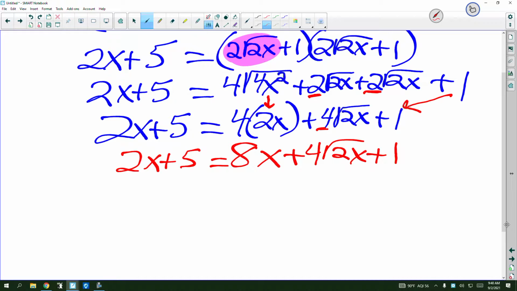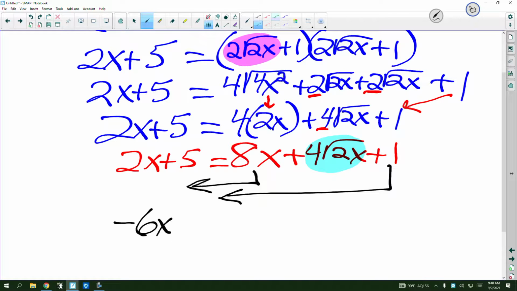Now I want to get away from this. We combine our like terms first. I want to move everything else away from the blue blob. So that means I'm going to move this guy over, and I'm going to move that guy over. Okay? So it's going to be negative 6x plus 4 equals 4 root 2x.